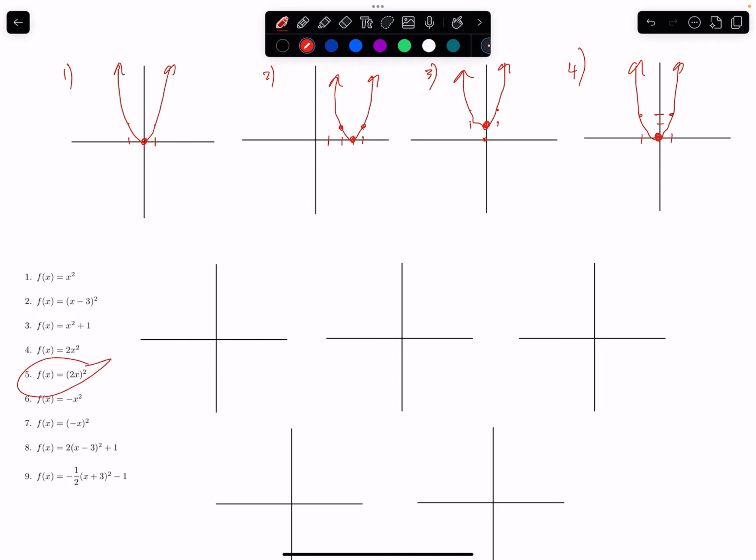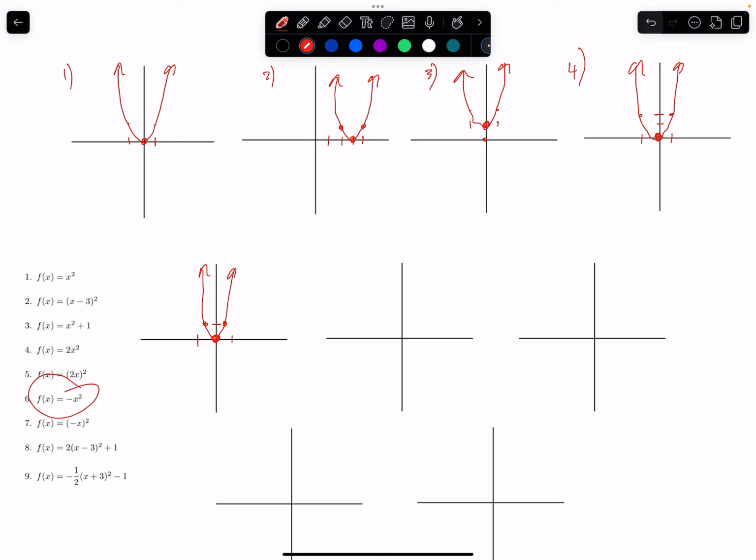Number 5, horizontal stretching. So starting position same. The 2 is in the inside. So normally I go 1 up and 1 to the right, but this time I'm gonna go only half because remember it's backwards for the B, right? So it's half, which makes it look like a vertical stretch.